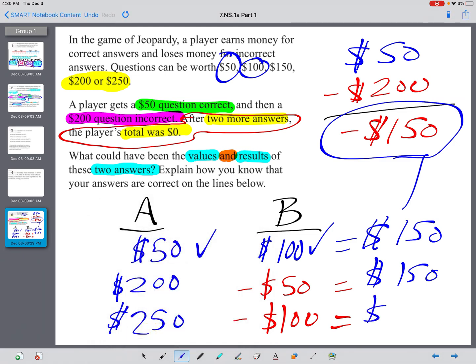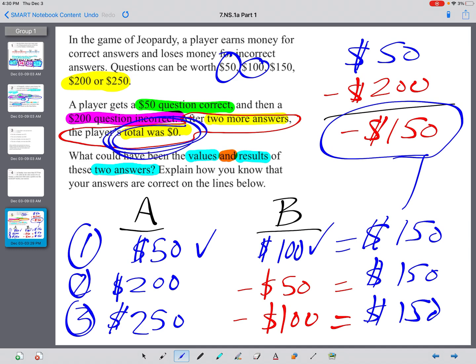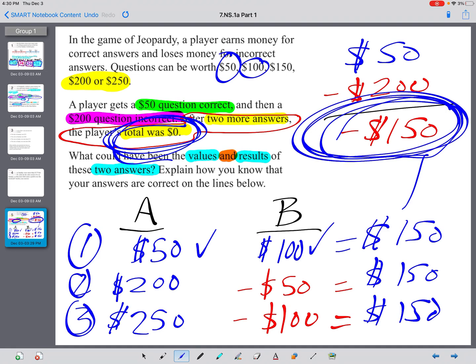So these are the three combinations right here: 1, 2, 3. These are the three possible combinations that the player could have responded with in order to get back to that zero balance, because he was at negative 150 after the first two questions and then two more to balance it to zero.